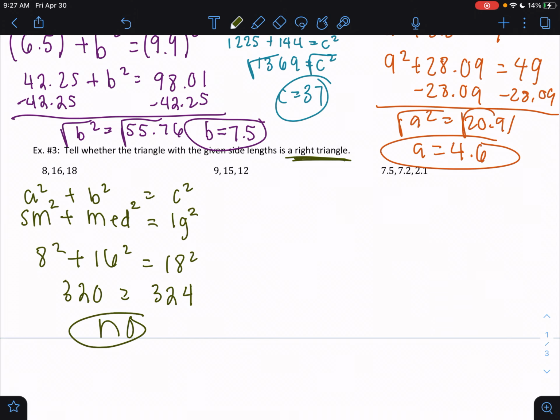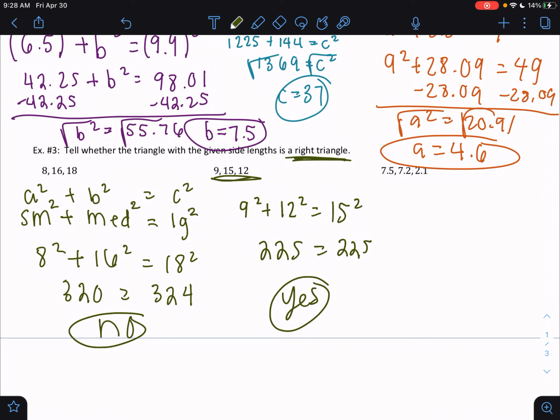So let's try this again. This one, they're not in order, so we have to do 9 squared, the smallest one, plus the next biggest one, equals 15 squared. So we'll get 225. And does that equal 15 squared? It does. So this is a right triangle.